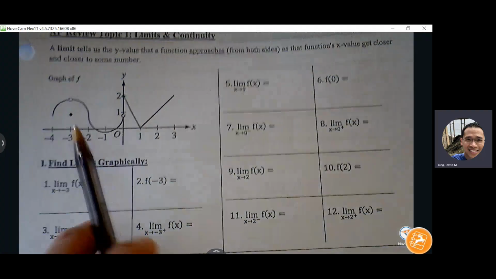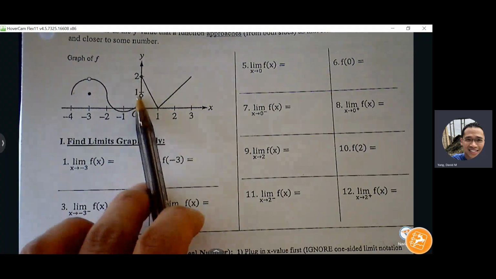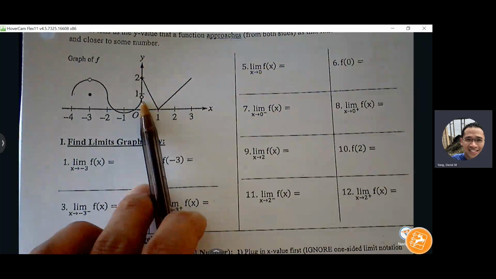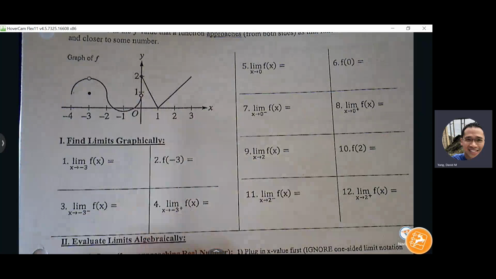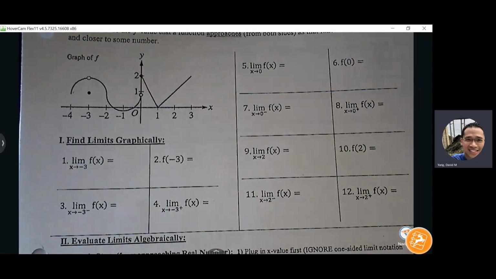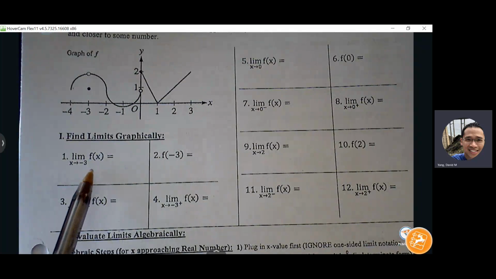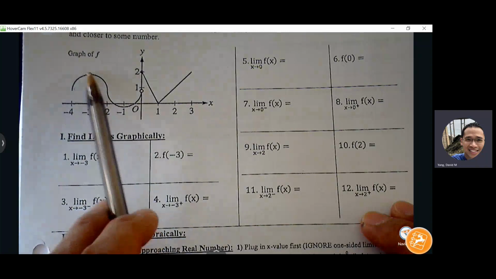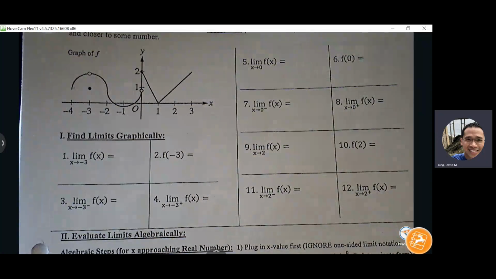Okay, so let's say we have this graph here. We have a hole with an ordered pair. We have a break in the graph. This is a non-removable or jump discontinuity, and then there's a sharp turn, but it's still continuous. Okay, so limit as x approaches -3. Basically, you're going to be looking for something that is y value related. At -3, you see that there's a point here and there's a hole here, so I know I'm looking in the right location, but how do we find the limit?